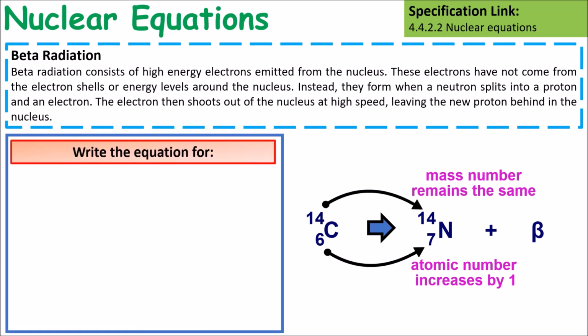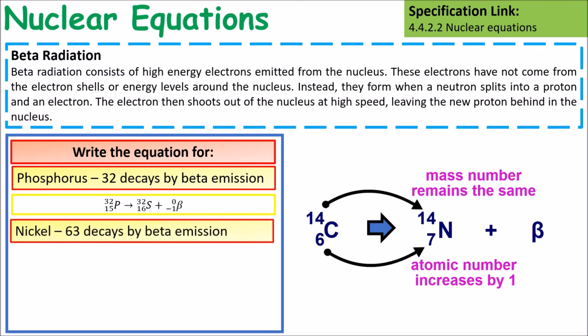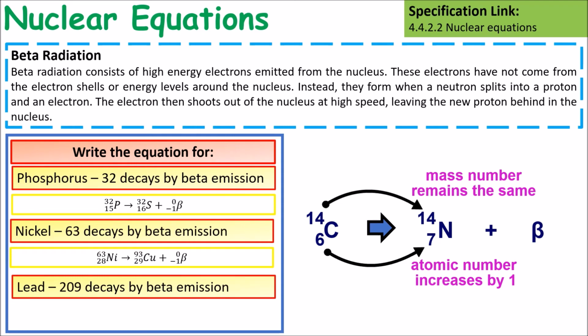So if we just have a look at a few examples, phosphorus would turn into sulfur because it would go from having 15 protons to 16 protons. Nickel would turn into copper because it would go from having 28 protons to 29 protons. And lead would turn into bismuth because it would go from having 82 protons to 83 protons.